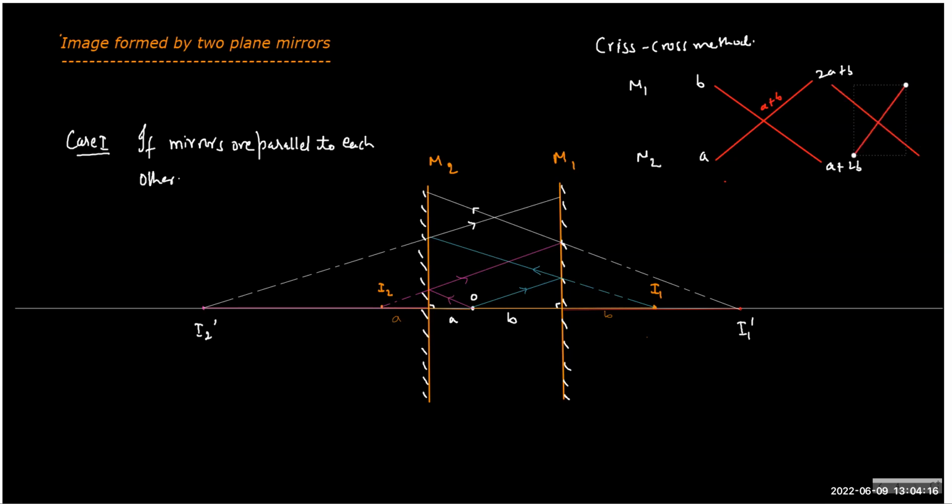So I will do one more and then we can leave. Then again add A plus B. So what do we get here? A plus B plus A plus 2B, which is 2A plus 3B. And then 3A plus 2B. So in this way, you can keep on getting the images, which is not very difficult.